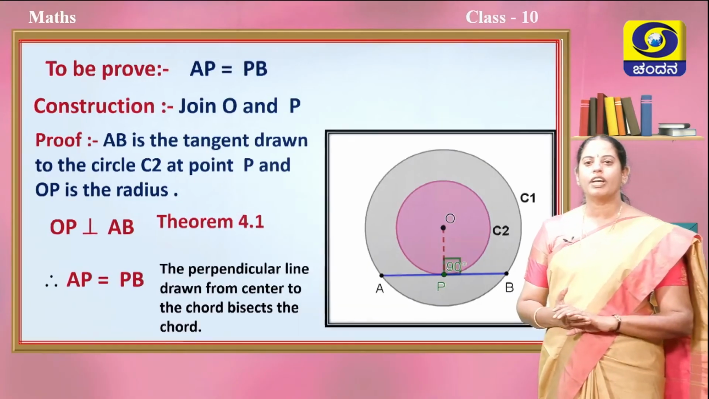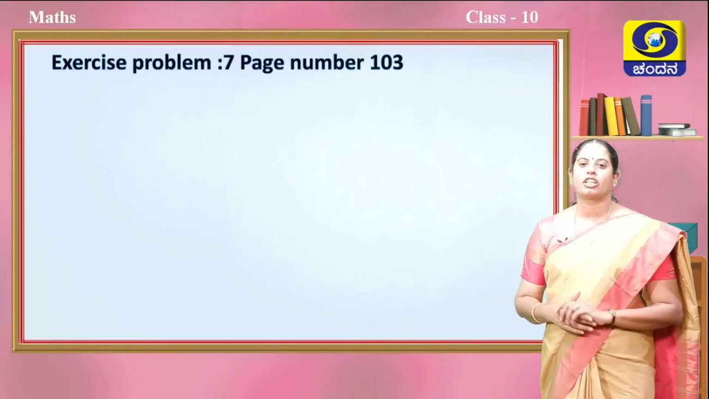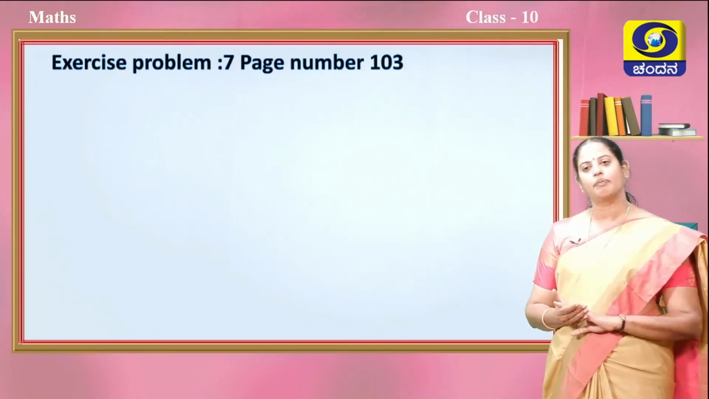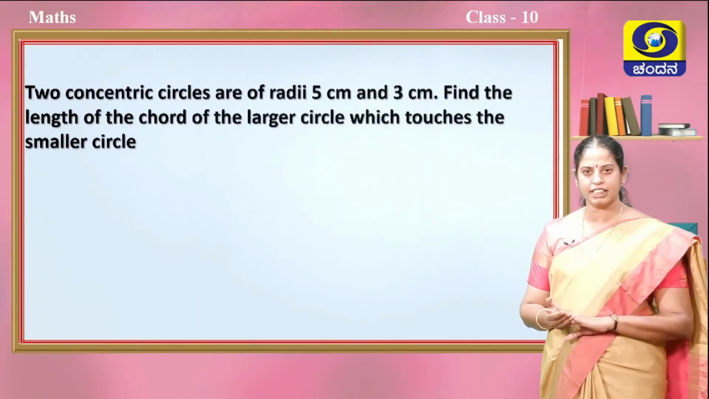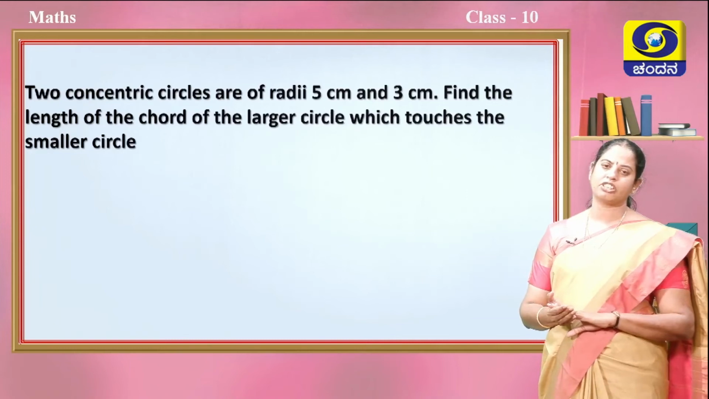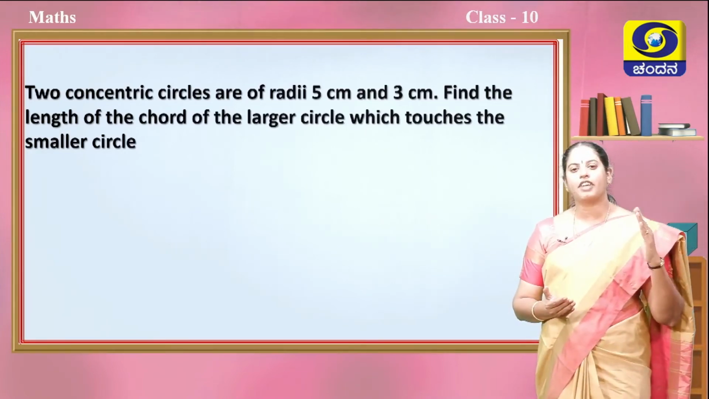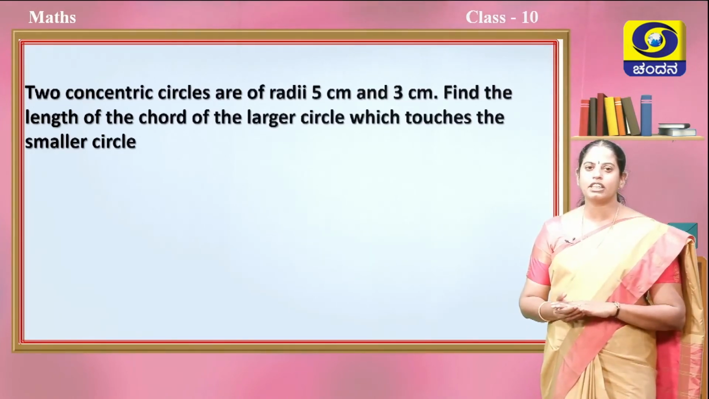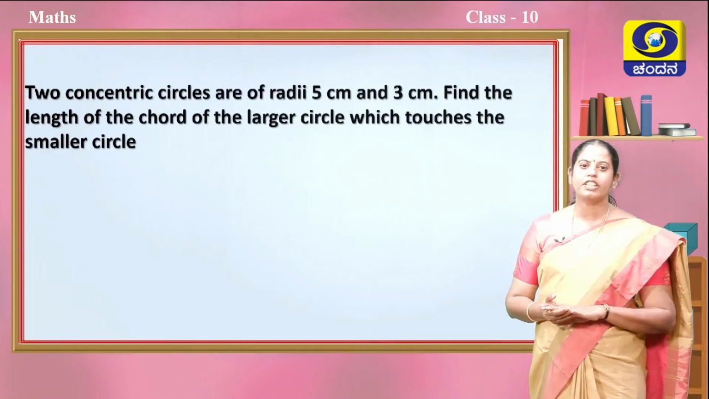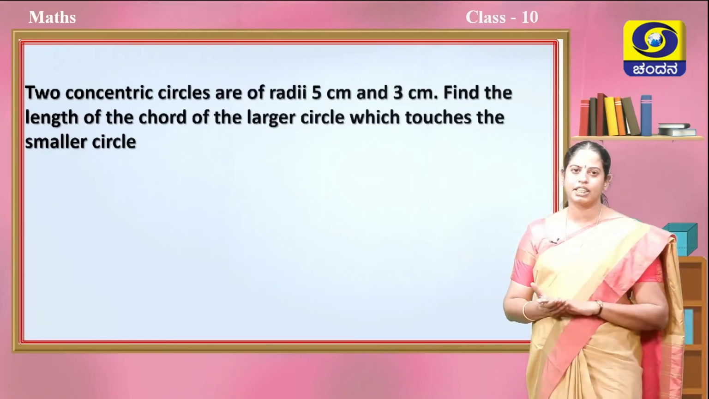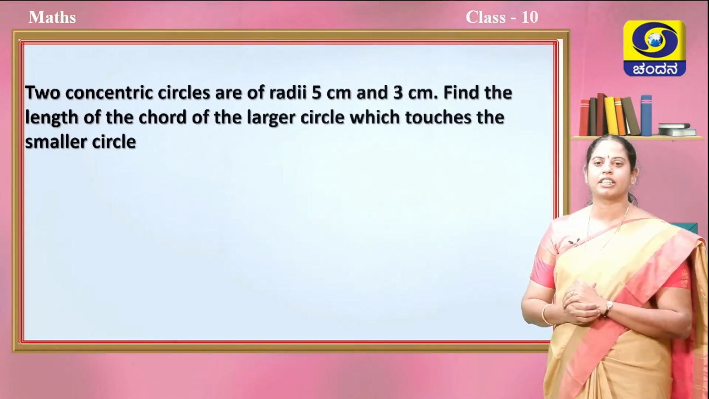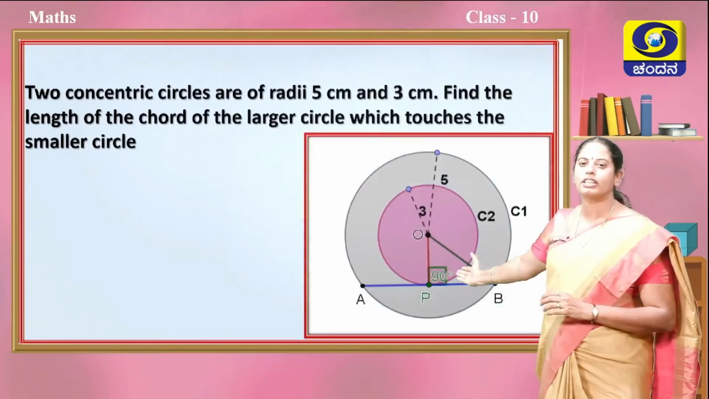Let us solve one question related to this concept only. It is there in your exercise as exercise problem 7, page number 103. The problem is as follows. Two concentric circles are of radii 5 centimeter and 3 centimeter. Concentric circle means the larger circle has 5 centimeter radius and the smaller circle has 3 centimeter radius. Find the length of the chord of the larger circle which touches the smaller circle. We have to find the length of the chord of the larger circle, that is the tangent to the smaller circle. Let us draw the figure first.